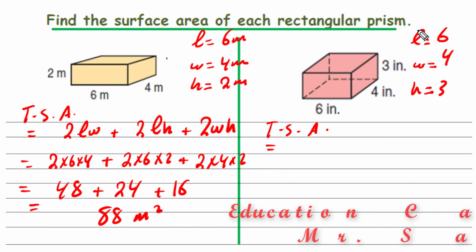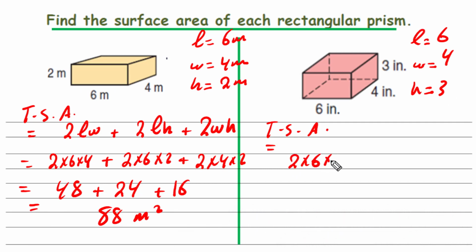First, 2 times length times width. We get 2 times 6 times 4. Plus, this is the first part, 2 times 6 times 3. Height is 3. Plus 2 times 4 times 3.